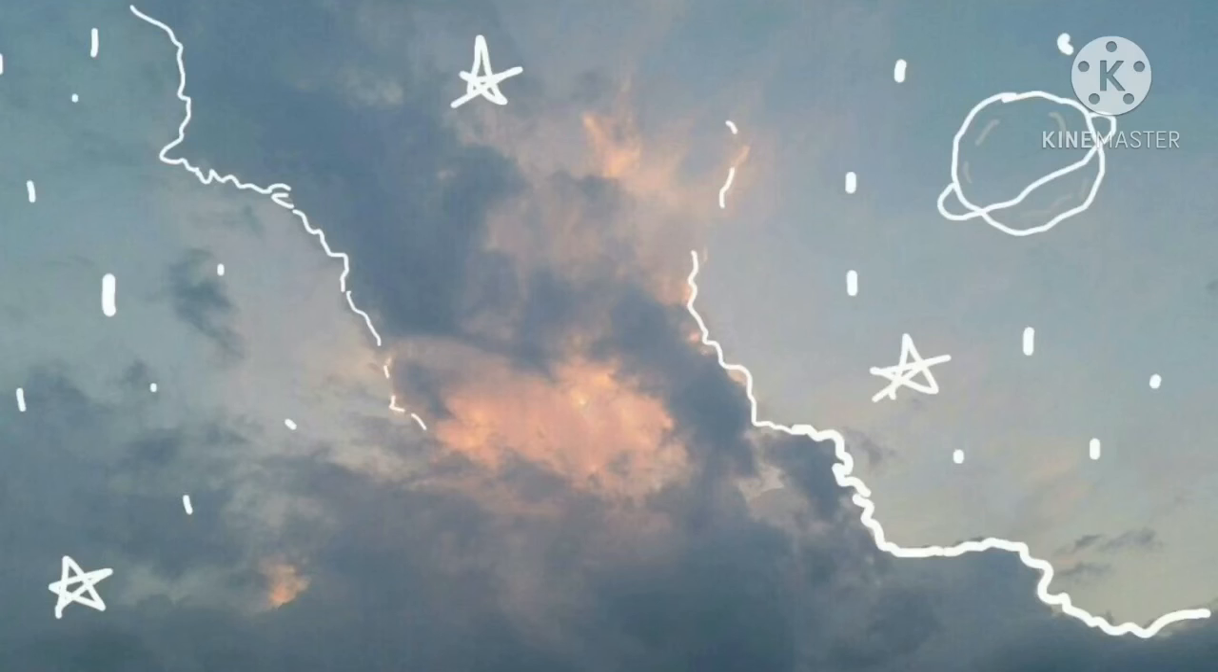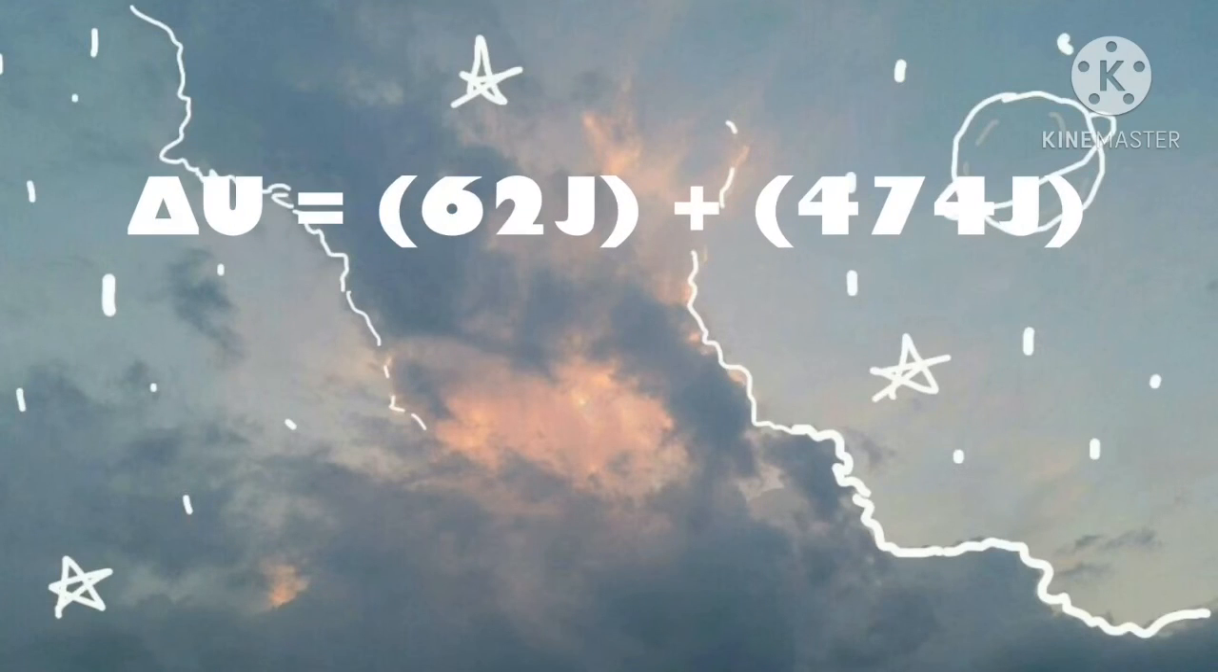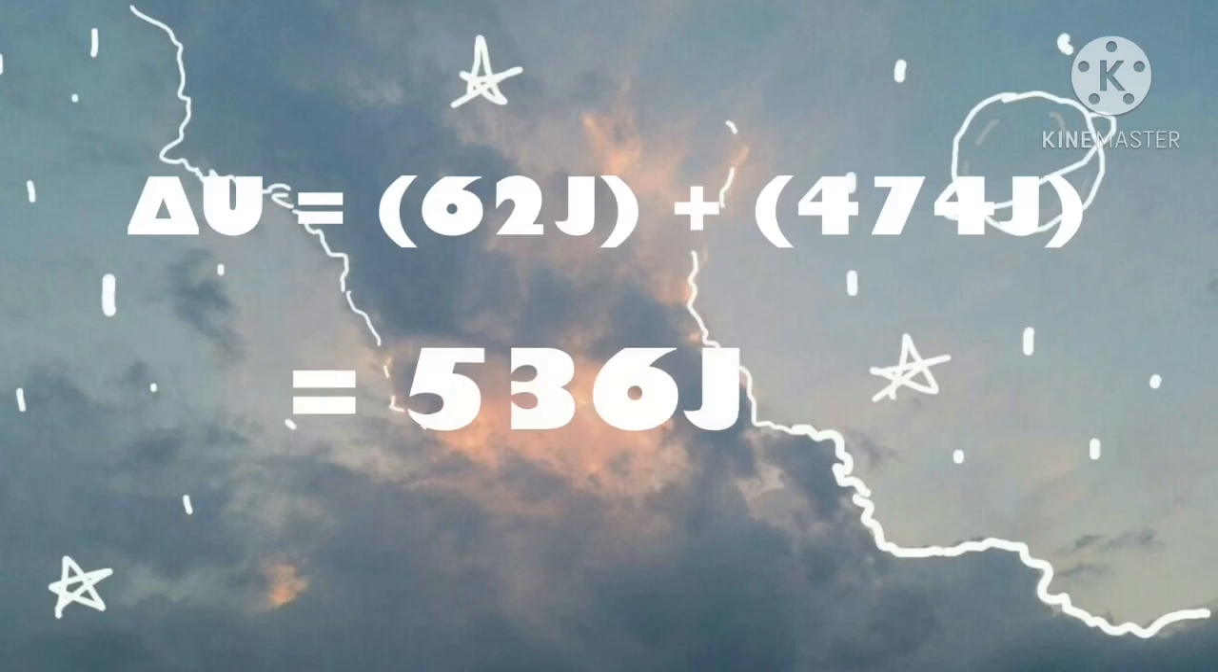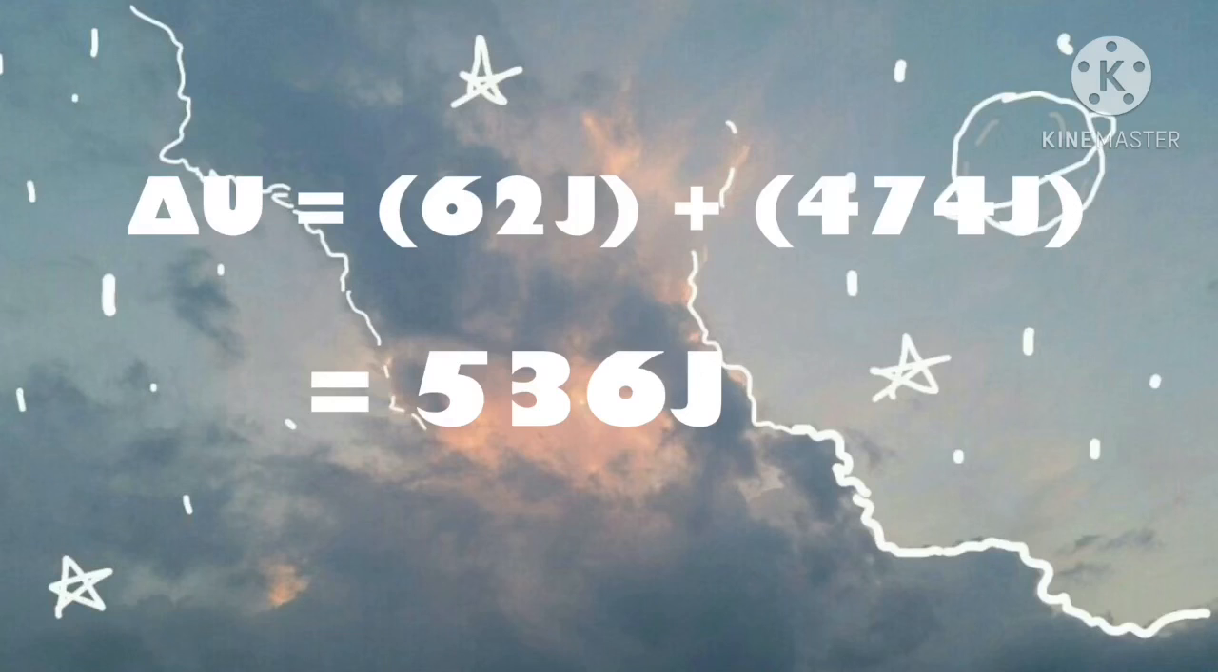So let us answer the problem. Delta U equals 62 joules, which is the heat in the problem, plus 474 joules, which is the work in the problem. We will be having 536 joules, and that will be the final internal energy in the problem.